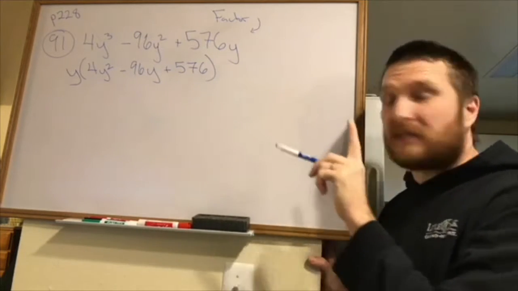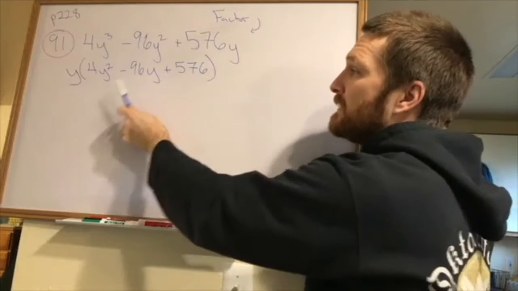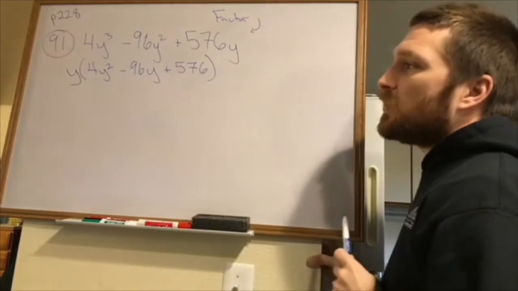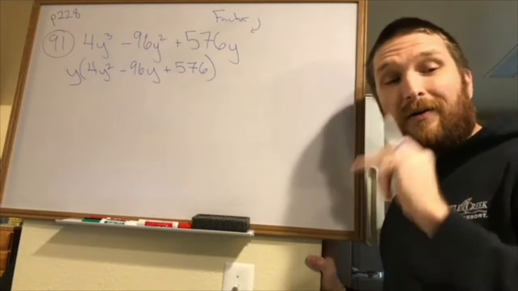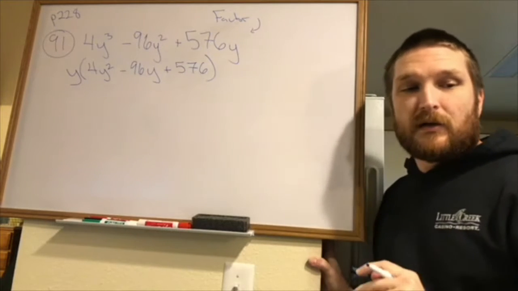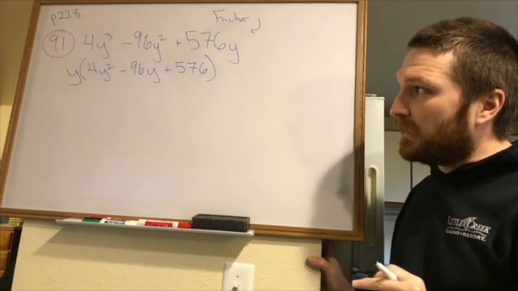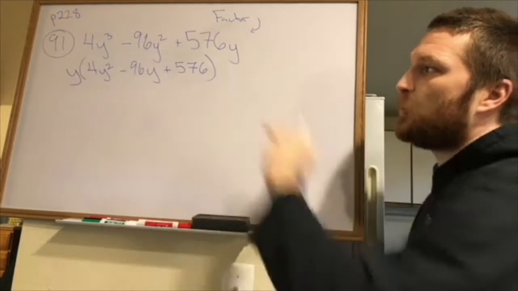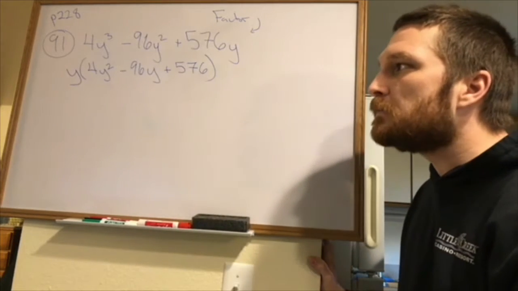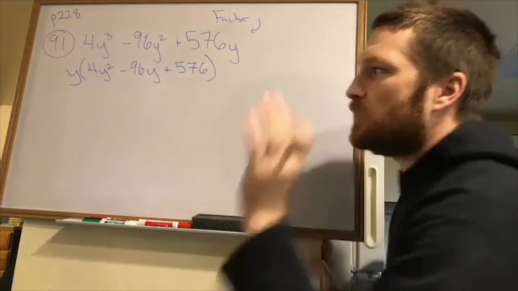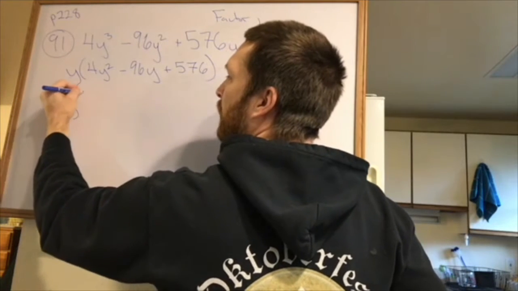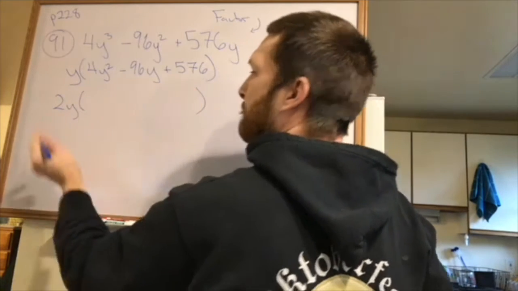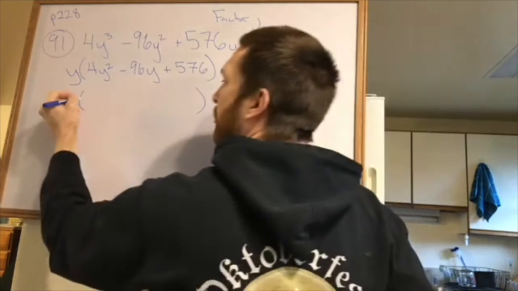What I noticed though is that's a 6, that's a 6, that's a 4. Those are all even numbers, which means they're all divisible by 2. So why don't we try to pull out a 2 first and see what happens? So let's do that. If I pull out a 2, what am I left with? You tell me. 2y squared.